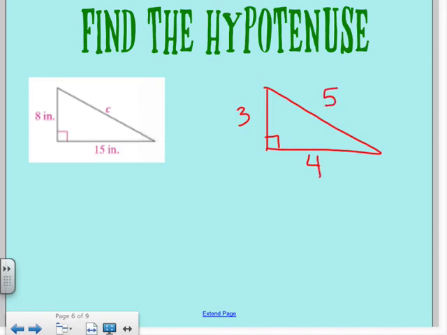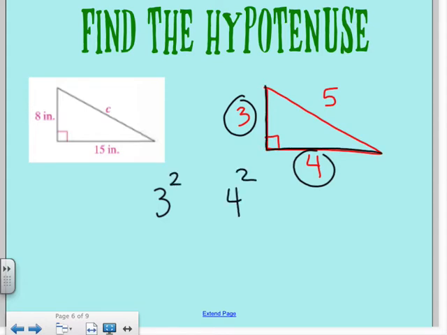What the Pythagorean theorem is saying is that if I square the two legs, in this case the 3 and the 4, because remember they make up the right angle, so square 3 and square 4, and I add them up, they will equal the hypotenuse squared. So in this case, 5 squared. Well look, 9 plus 16 equals 25. And 5 squared is 25. So it worked.